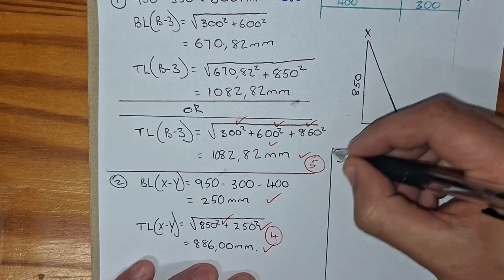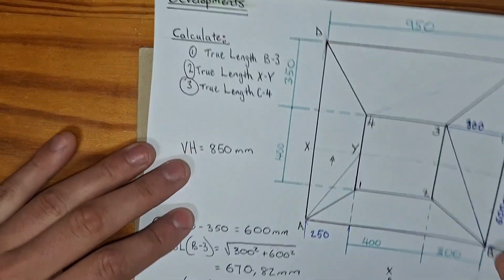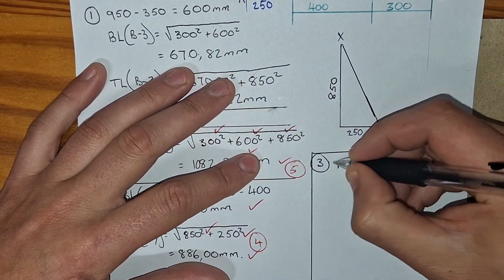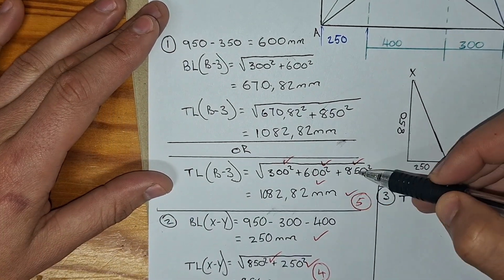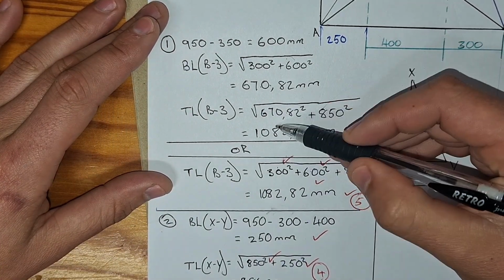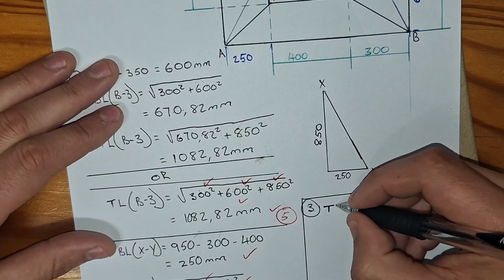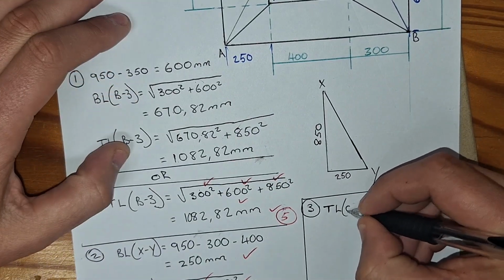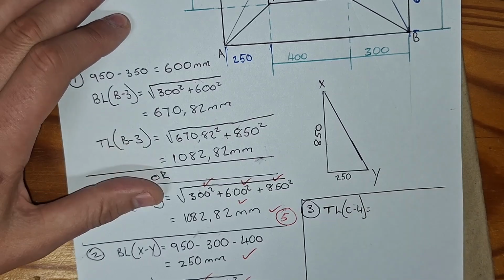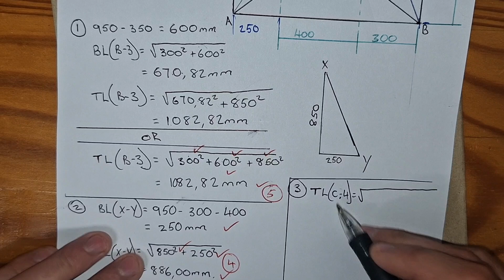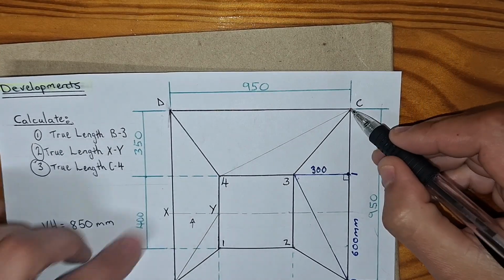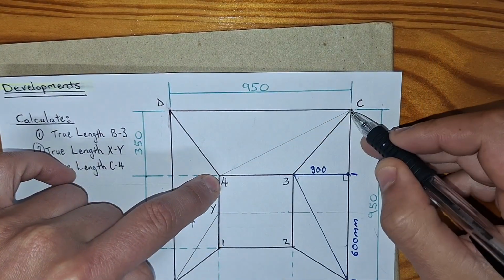The last calculation that we will do will be number 3, where we are to calculate the true length for C4. So we will be doing the shorter version of the Pythagoras theorem, where we put 3 values under the square root sign instead of 2 separate calculations. So true length C4 equals the square root of, now focusing on C4, C4 is this distance here.